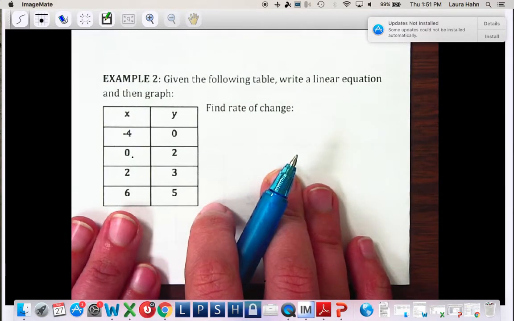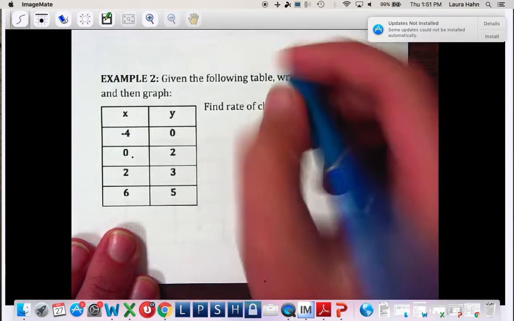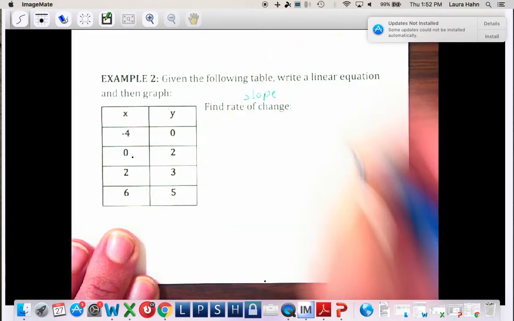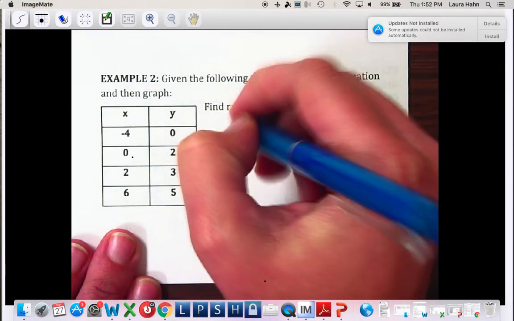All right, so find the rate of change. This time it doesn't give me the story, so I can't just pick out the slope right away. So let's label this as slope. All right, so we picked 2 points. It doesn't matter which 2. Let's take the top 2. So I'm going to write them down.